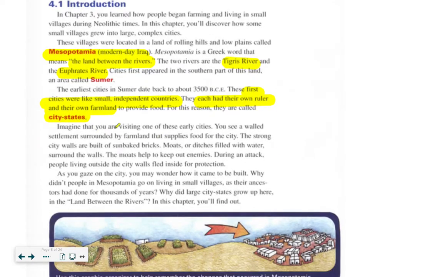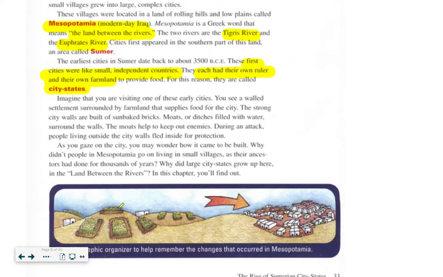Imagine that you are visiting one of these early cities. You see a walled settlement surrounded by farmland that supplies food for the city, kind of like this picture down here. You have the farmland, and then you have the city. The strong city walls are built of sun-baked bricks, mainly mud. Moats or ditches filled with water surrounded the walls. You may have seen moats in movies with castles. The moats help keep out enemies. During an attack, people living outside the city walls fled inside the walls for protection.